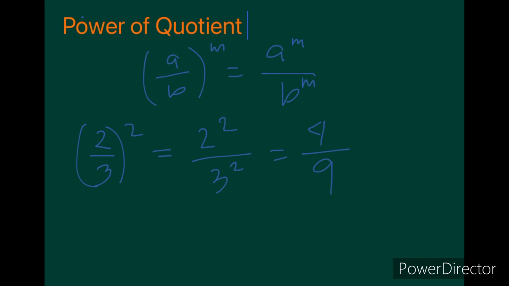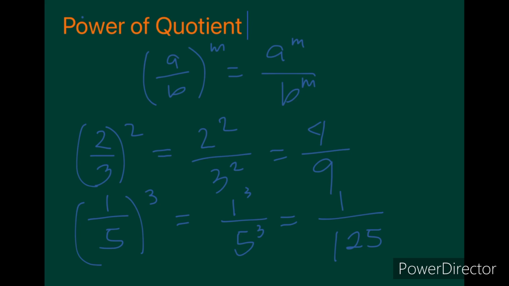Another example, 1/5 cubed. Again, apply the power of a quotient. So 1 cubed over 5 cubed. The cube of 1 over the cube of 5 is 1 over 125. So that is the correct answer. That's how to apply the power of a quotient.